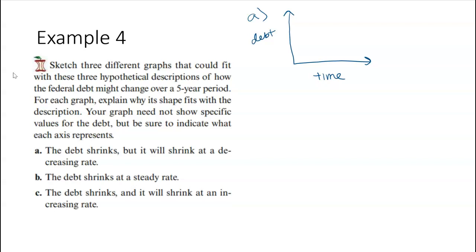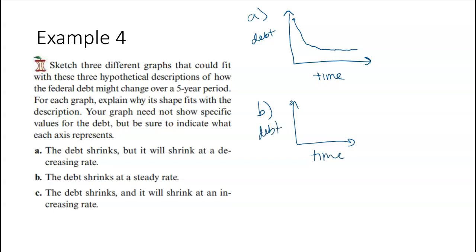So for the first one, the debt shrinks, but it will shrink at a decreasing rate. So maybe it starts up here and it decreases, but it's shrinking at a decreasing rate. So it's shrinking less and less over time. So maybe it shrunk a lot, and then a little, and then a little less, and a little less, and maybe it looks like that. All right, B, we've got time and debt.